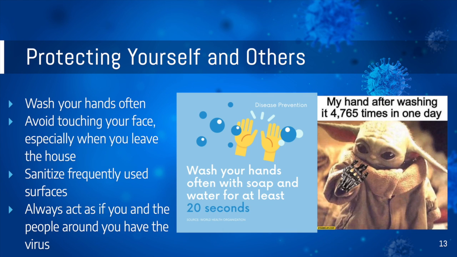So these are general ways to protect yourself and others. You should wash your hands often, avoid touching your face, especially when you leave the house, and sanitize frequently used surfaces. A rule of thumb is to always act as if you and the people around you have the virus. What I mean is, don't go crazy when you go outside of the house, but maintain a safe distance so that you don't infect others and that people don't infect you.